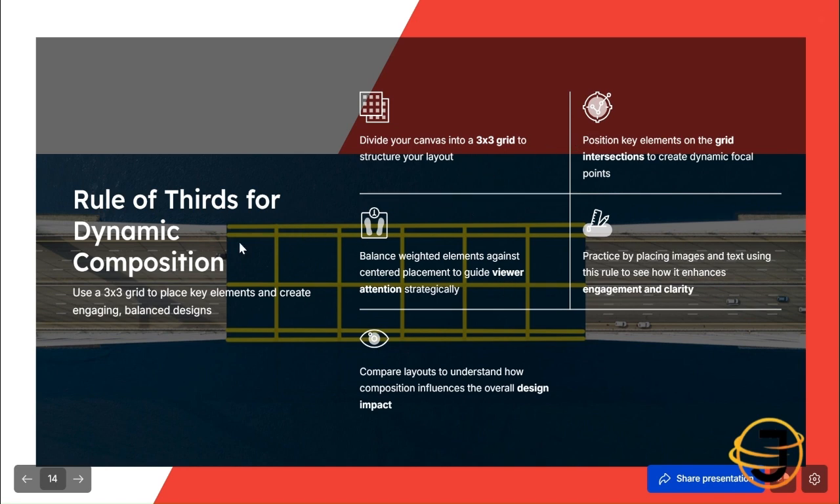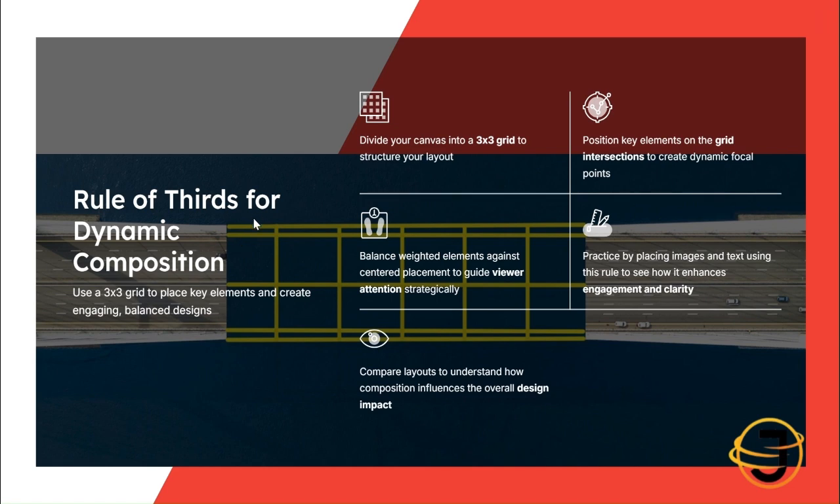Then let's look at the rule of thirds for dynamic composition. Now, what does it talk about? It talks about using a 3 by 3 grid to place key elements and create engaging and balanced design.